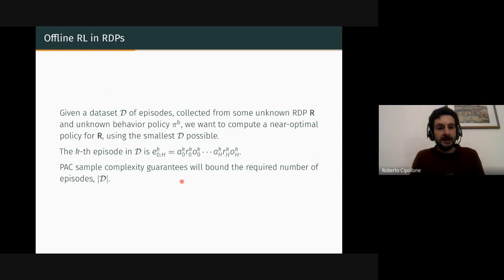So we're doing offline RL. We have a data set of episodes collected from an unknown RDP and an unknown behavior policy. I want to compute a near optimal policy using the smallest data possible. Now, with respect to offline RL in MDPs, the data set should be composed of entire episodes. We cannot just split into transitions, as they are uninformative in general. We need the entire strings. So the sample complexity guarantee will tell us the number of episodes that the dataset should contain.